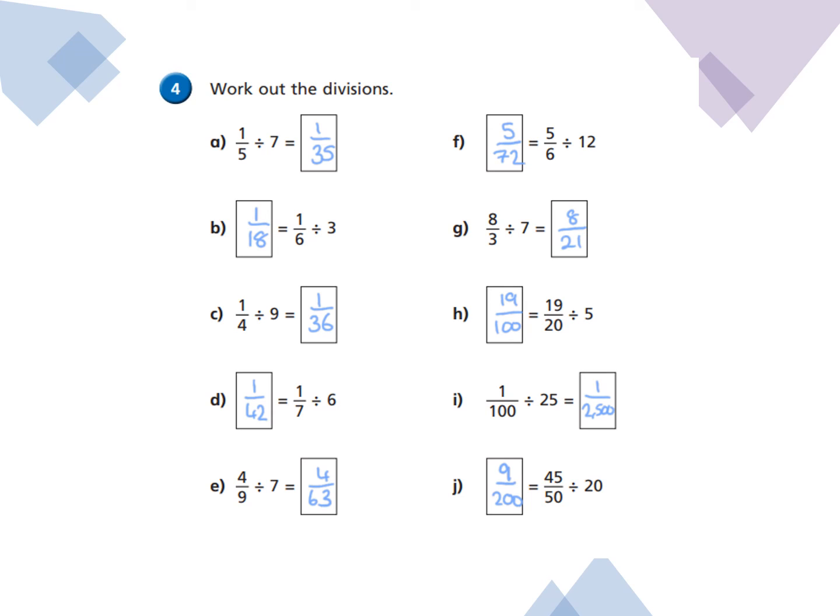For I, now this might have looked a bit complicated, but you've got exactly the same skills. All you needed to do was keep the 1 as a numerator, do 100 multiplied by 25 to give you 2,500. So that fraction has gone a lot smaller, from 1 over 100 to 1 over 2,500. For the last one, you had 45 over 50 divided by 20. So that would have given you 45 over 1,000. But then we can simplify it by using a 5 times table and reducing it down to 9 over 200. But if you did put 45 over 1,000, that is still a correct answer.